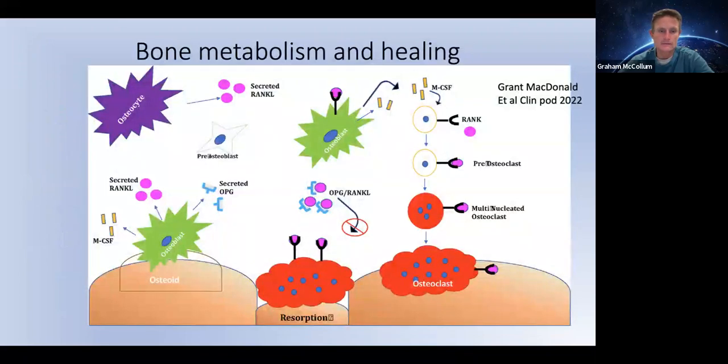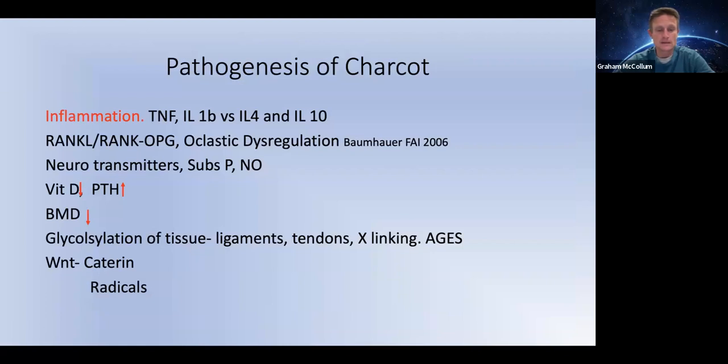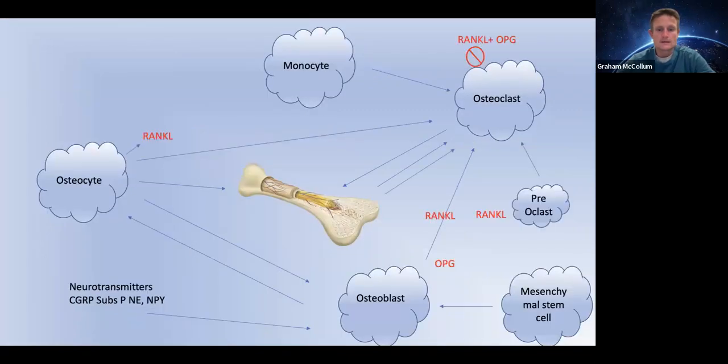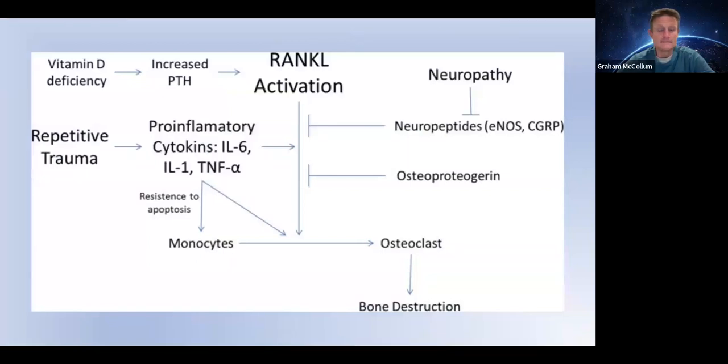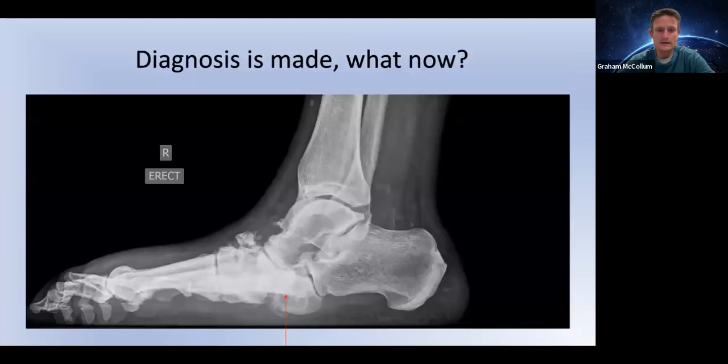This is a complicated picture which you pick up in the textbooks. I'm not going to go into the details here, but how the RANKL and osteoclast signaling pathways are disrupted with the Charcot foot. But the crux behind it is this inflammation, and with very low vitamin D levels, high parathyroid hormone levels, and then with the glycosylation of the tissue and ligaments, and poor cross-linking, the collagen and supporting structures are pretty poor, together with this bone fragmentation. These are slides I used in a very technical talk in the UK. It's a bit boring.